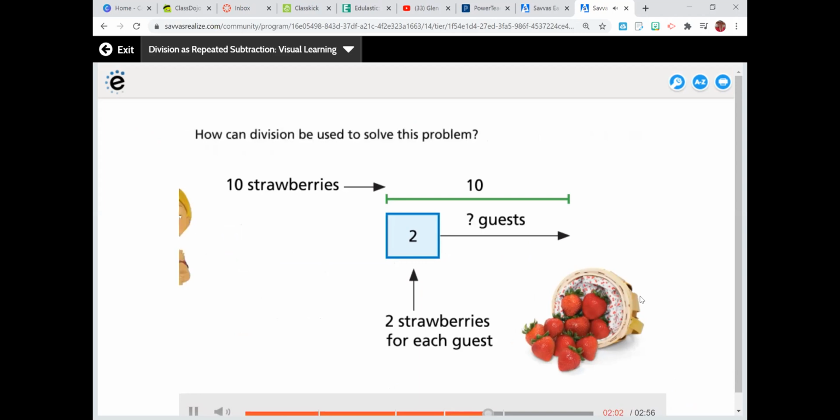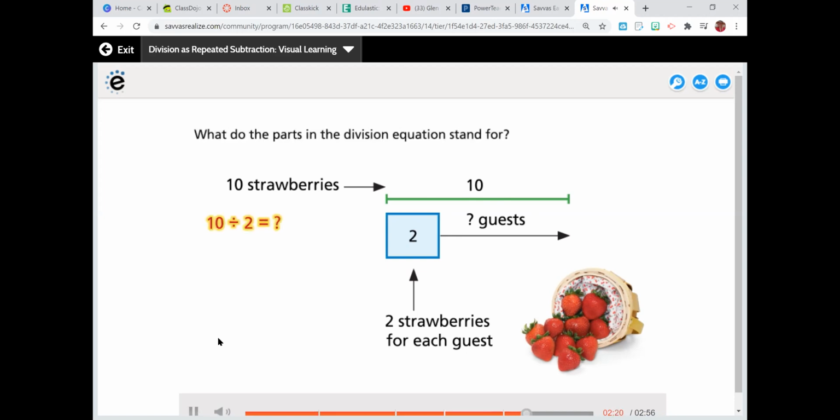How can division be used to solve this problem? You can write a division equation to find the number of groups. The most important thing about a division equation is that your total is first. Your total is first. 10 divided by 2 equals what number? How many guests did we give?